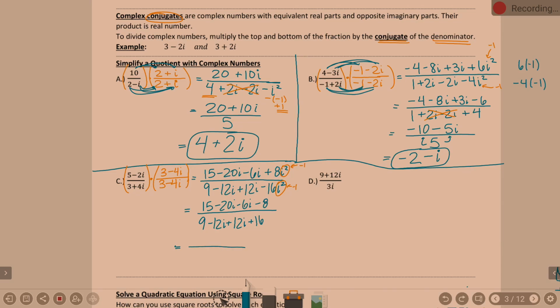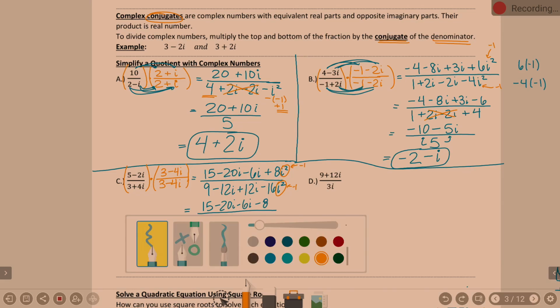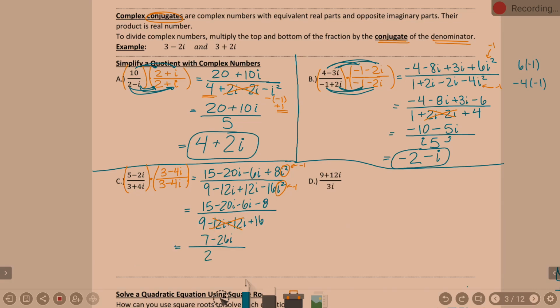Okay. Clean up. What can we put together on top? The i's and the constants should be like 7 and negative 26. So our constants are just plain old numbers. 15 minus 8 is 7. Negative 20i minus 6i is minus 26i. In the denominator? It'll just be 25. Minus 12i plus 12i cancels. 9 plus 16 is 25.